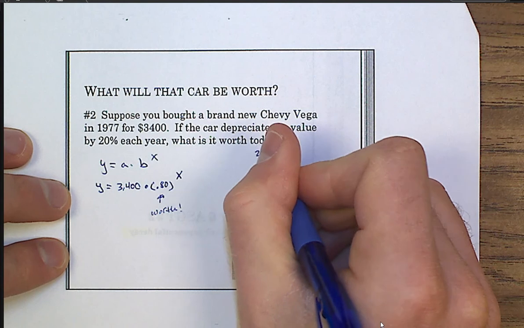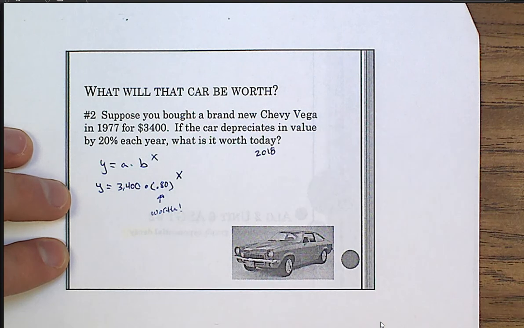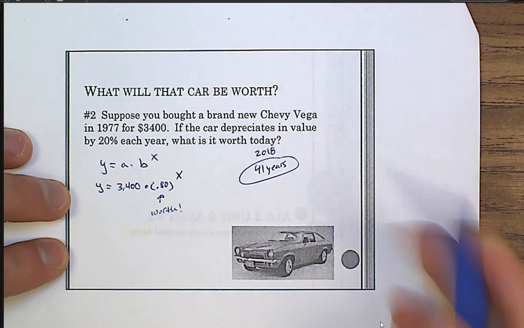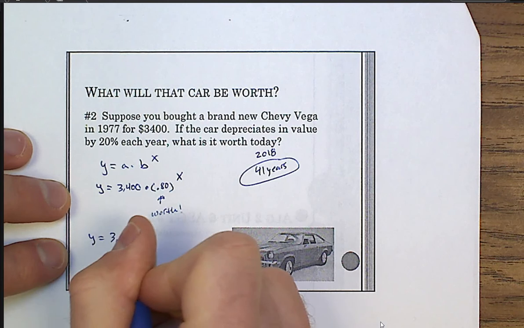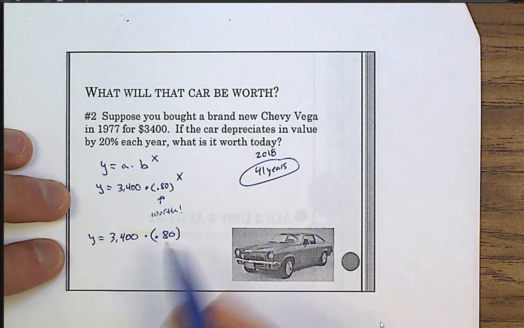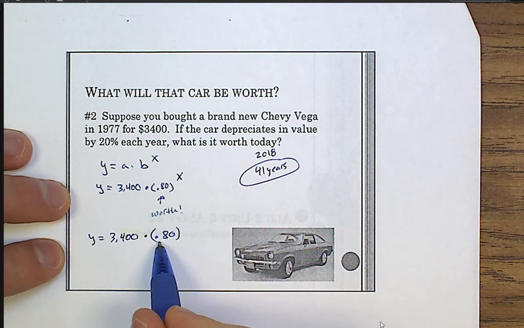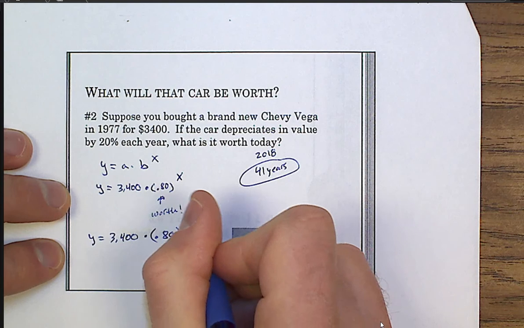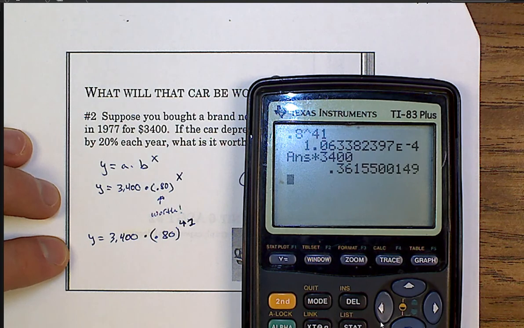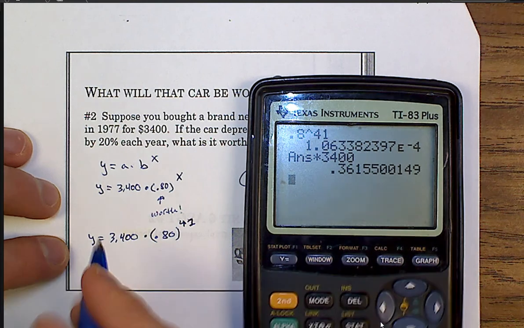And so what is it worth today? Well, it's 2018, so let's do some basic math. I think that's 41 years, right? From 1977 to 2018, so we're going to go y equals 3,400 times 0.80, because the car's value is 80%. It's depreciating 20%, but it's worth 80% each year, and we want to calculate that over 41 years. So we'll take our calculator, we'll go 0.8, raise that to the 41st power, and then times that by 3,400, and we get 0.3615.